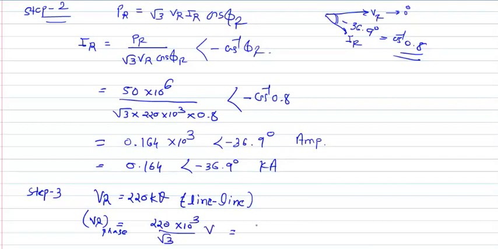So what is the answer? And the angle we consider as 0. Why? Because we consider VR as a reference. So tell me the answer. So the answer is 127 at angle of 0 kilovolt. So this is my answer, right?